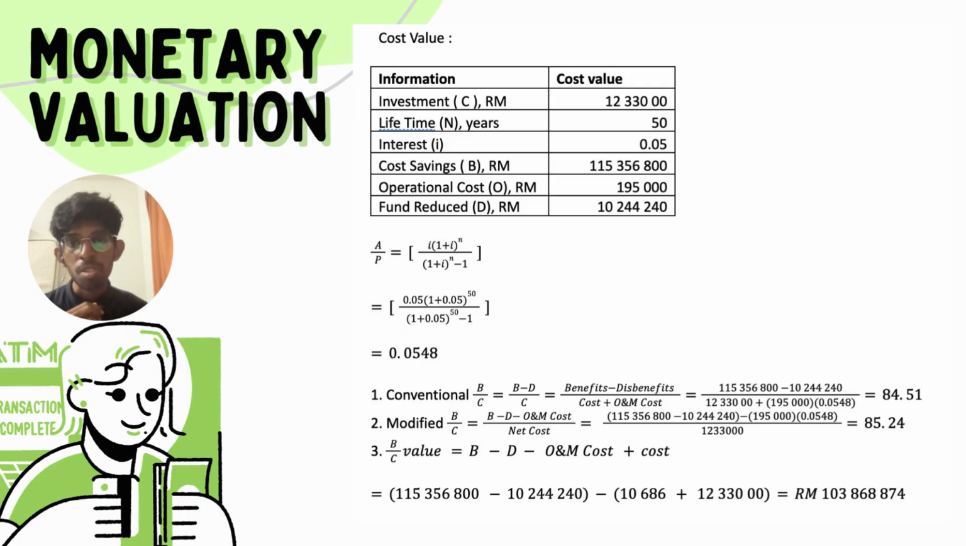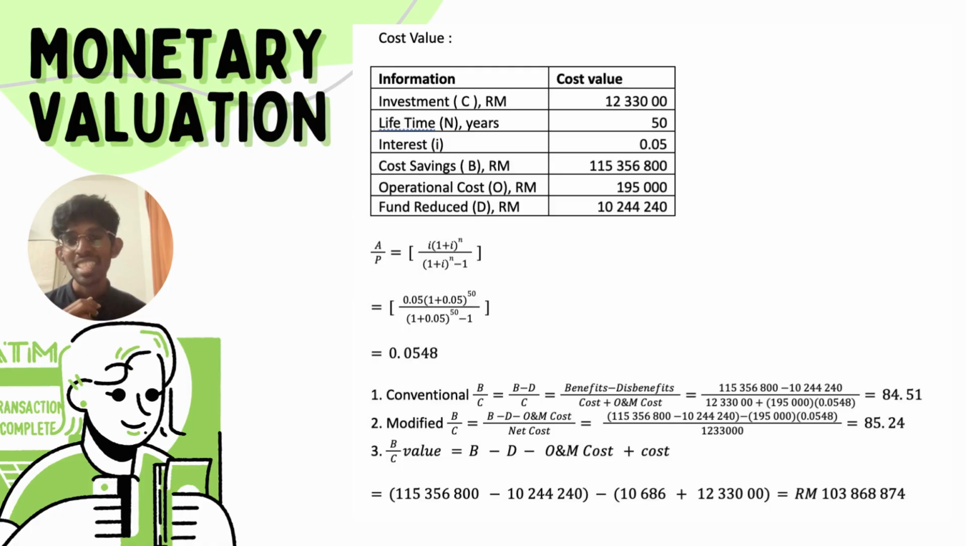So based on this calculation, we have 84.51. Then we also calculate modified B over C, and we have 85.24, and the B over C value, where B minus D minus 0 and M cost plus cost, and we have around 103,868,874.